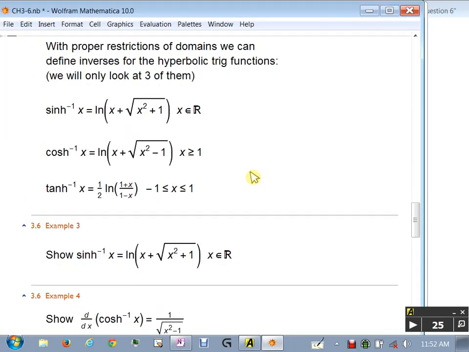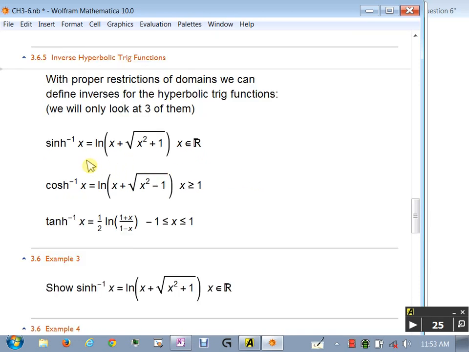Okay, now, if we have 6 hyperbolic trig functions, we know their derivatives now. But for each of these hyperbolic trig functions, there is an inverse hyperbolic trig function. And here's what they are. The inverse of the hyperbolic sine is natural log of x plus the square root of x squared plus 1 for all x in the real number system. That's the definition of the inverse of the hyperbolic sine.